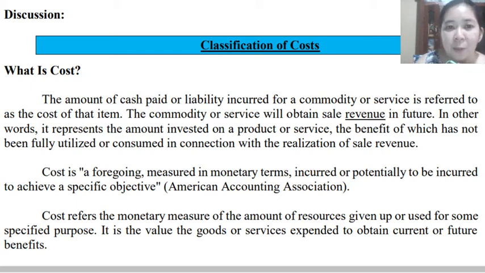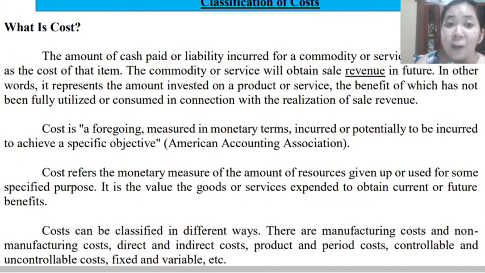Cost is a foregoing measured in monetary terms, incurred or potentially to be incurred to achieve a specific objective. This definition of cost is given by the American Accounting Association. In our module 1, cost was defined by CIMA London, if you still remember.